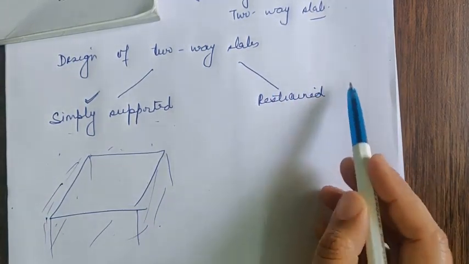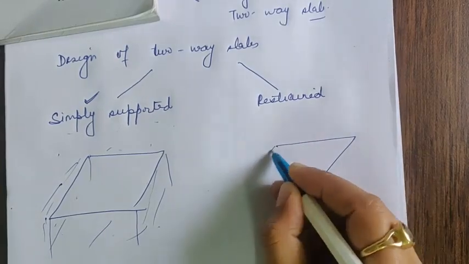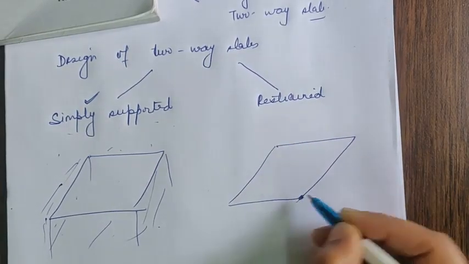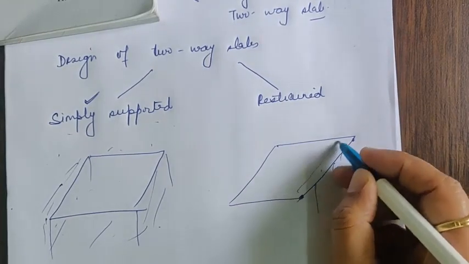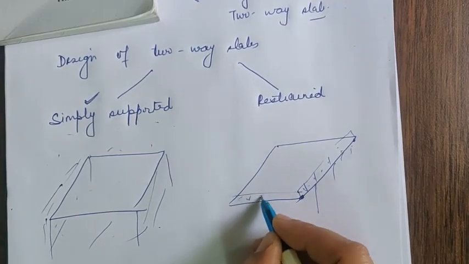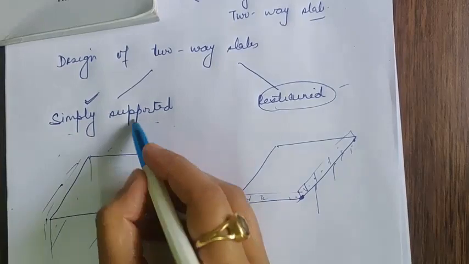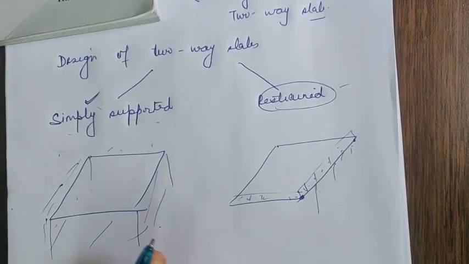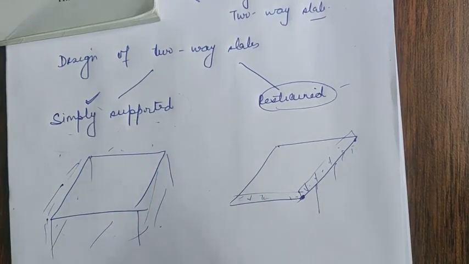Whereas what will be a restrained slab? A restrained slab will be a slab that is restrained at the corners by having a support or by having a parapet wall at the top of it. So restraint is when the restraining is provided to the slab. I will discuss it in the next lecture. First of all, simply supported is the slab that is simply resting on all the 4 sides, either by the beams or by the walls.